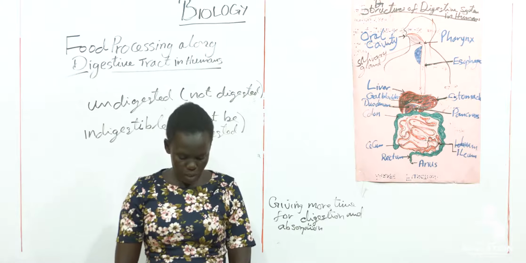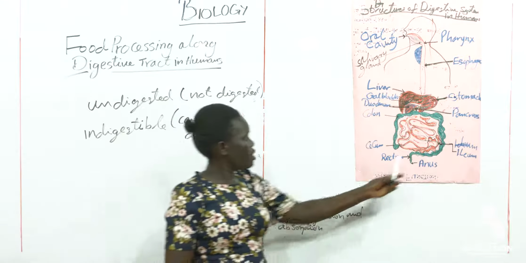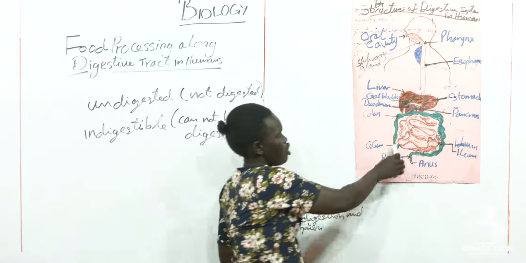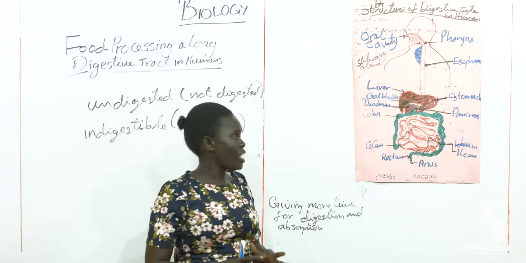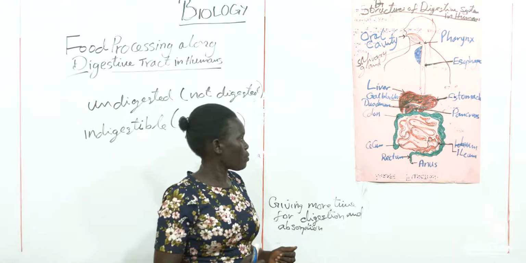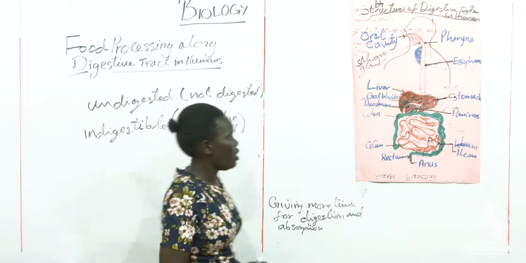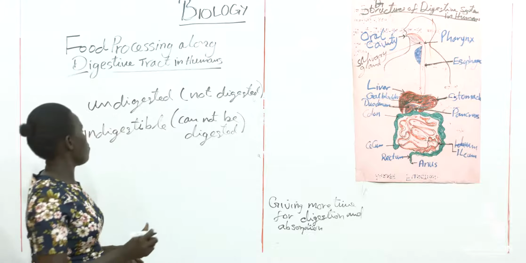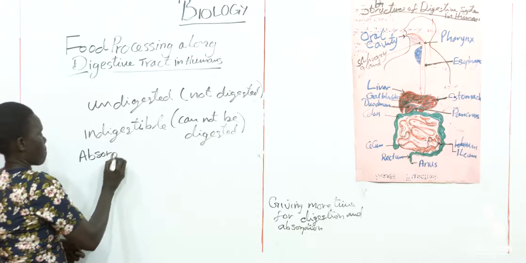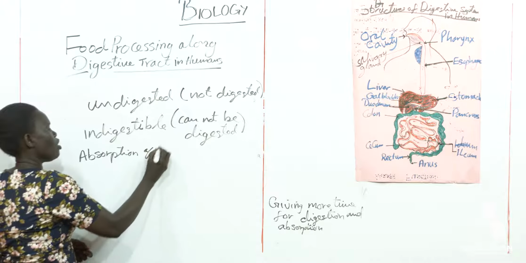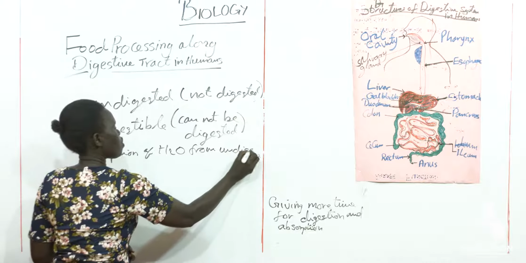Undigested food reaches the large intestine by the process called peristalsis. That means from the small intestine, it is sent into the large intestine as a waste material. In the large intestine, what will happen there? Absorption of water from undigested food.